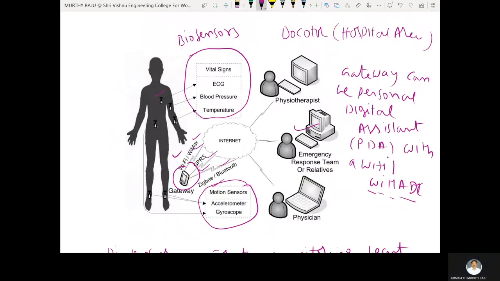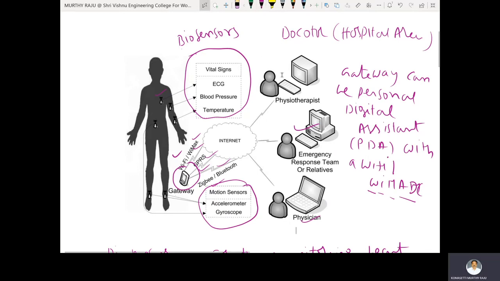Next one, a physician. A physician, by examining the ECG signals of a patient, may suggest a further detailed diagnosis in hospital if needed. These sensors provide the patient's heart condition. That information reaches the physician, who examines that information related to the heart. The physician suggests a further detailed diagnosis in hospital if necessary.